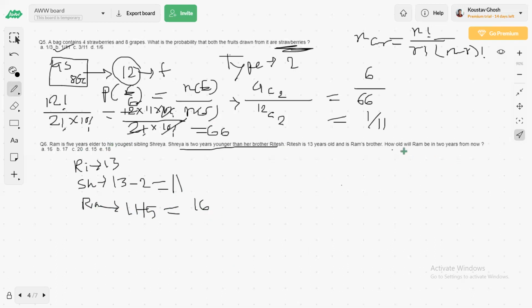Now the question is, how old will Ram be in 2 years from now? So after 2 years is plus 2. So 16 plus 2 is 18. So the answer is E.